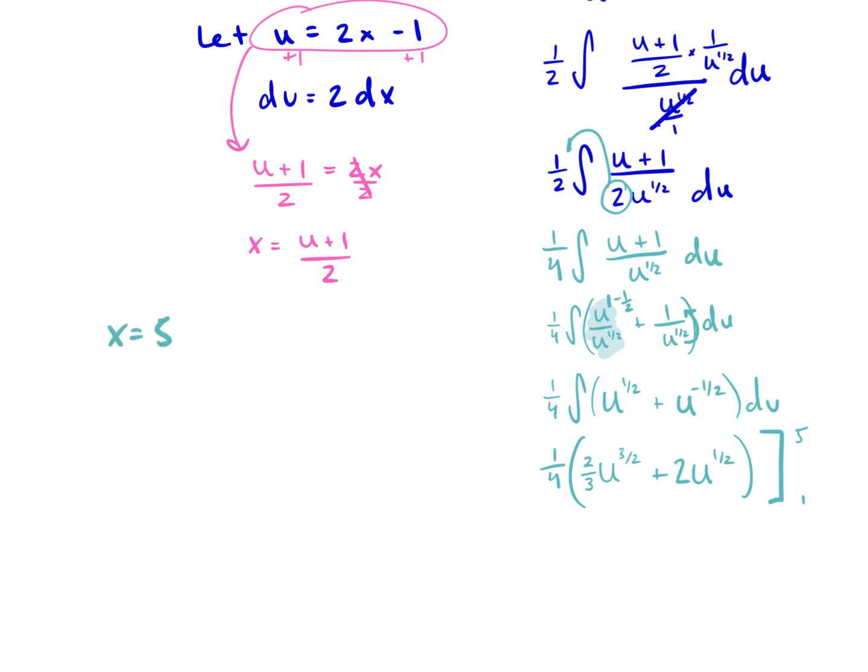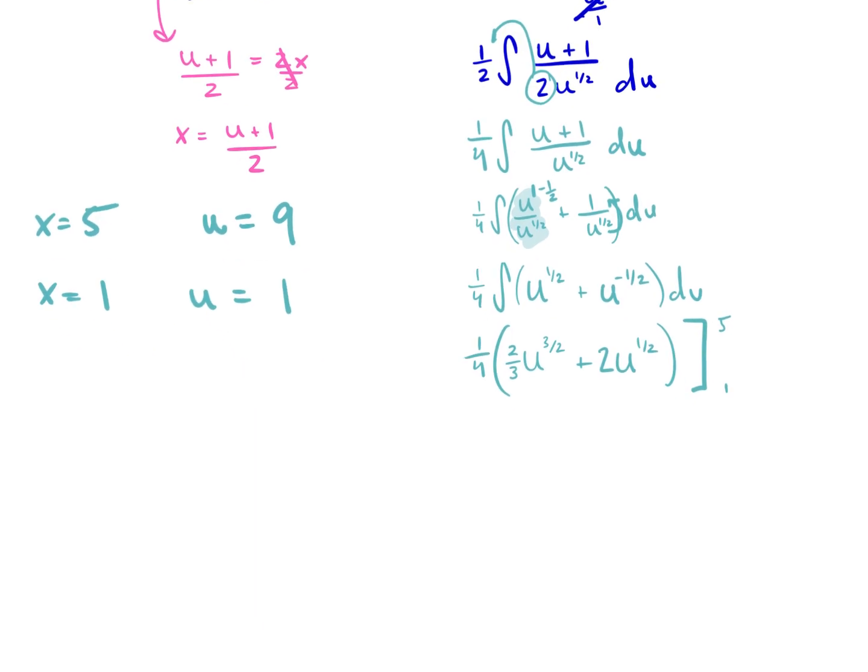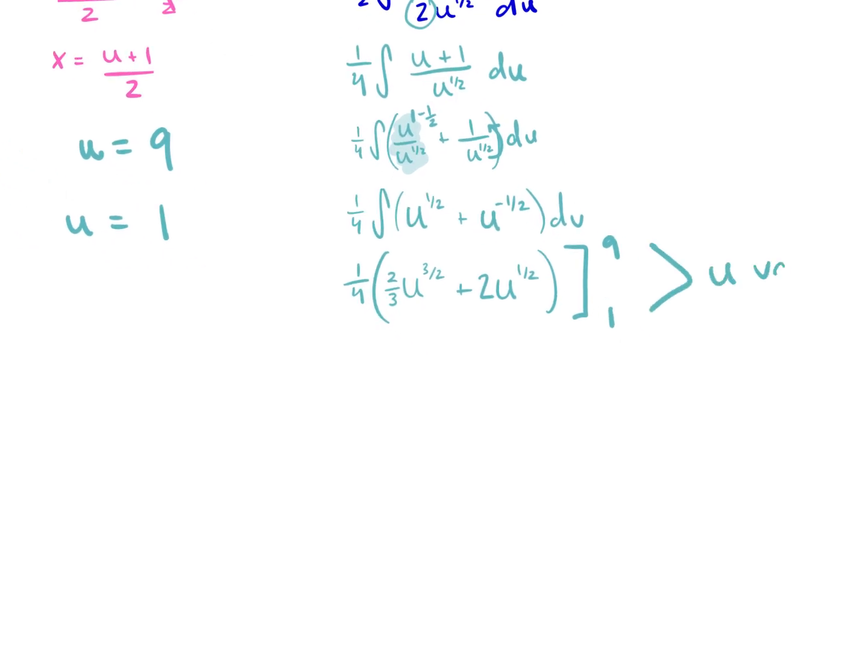So when x is 5, let's find out what u equals. So I'm going to plug 5 into my x here. So u would equal 5 times 2 is 10, minus 1 would be 9. And then when x is 1, what does u equal? When I plug in 1 into my x here, we would get 2 minus 1, which is 1. So if I kept it with u's and didn't plug back in my x's, I would have my integral from 1 to 9. These are the u values. So if we are plugging into our u, we need u values.